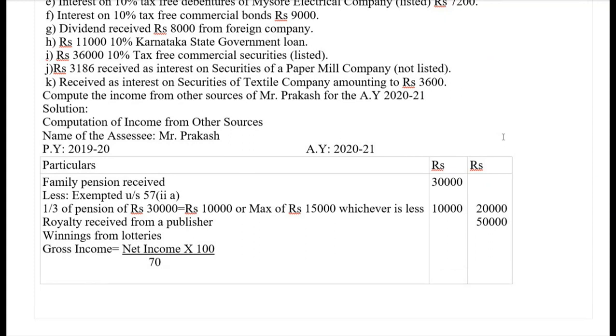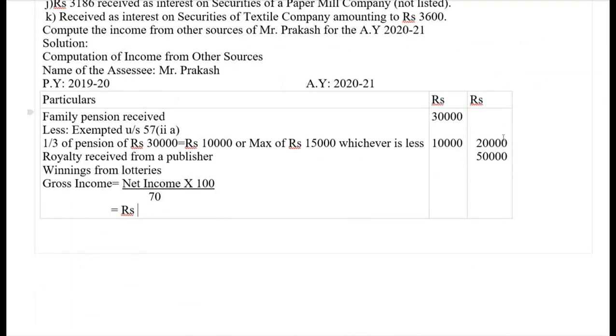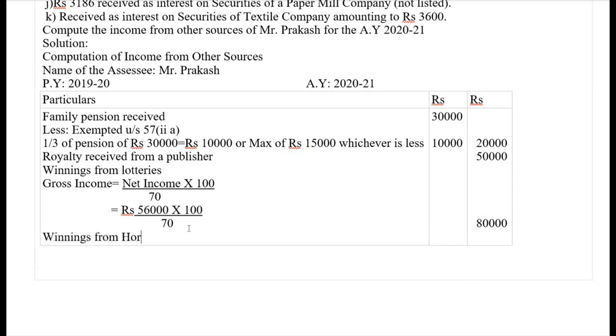So now let's substitute the values in this formula. The net income received by him is given as rupees 56,000. So 56,000 multiplied by 100. So let us divide this here by 70, which is mentioned in the formula. So 7 ones are 7, 7 eights are 56. So 80,000 is the winnings from lotteries.